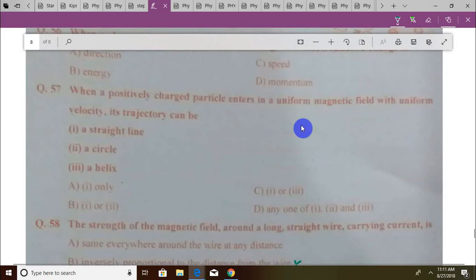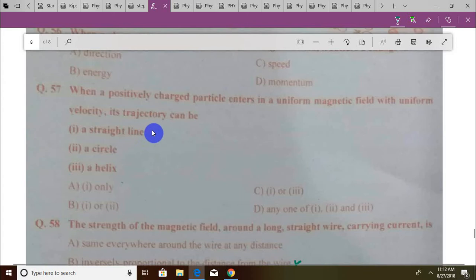We have a positively charged particle that enters a uniform magnetic field with a uniform velocity. Now the question is about the possible trajectory. The only information they have given us is that it is positive, that it is entering the field, and that it is uniform. Can the trajectory be a straight line? Yes. If the path followed and the magnetic field lines are parallel, there won't be any force exerted. In such a case, there won't be any deviation.